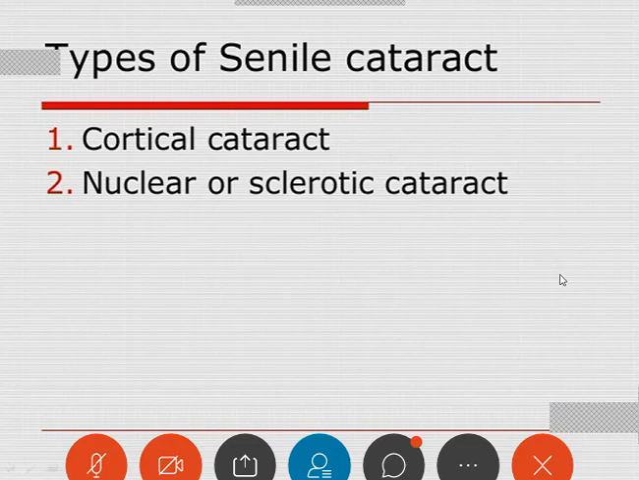And the types of senile cataract are mainly two, that is cortical cataract and nuclear cataract. The lens is made up of the cortex and the nucleus. The inner part, the oldest part, is the nucleus, and when there is sclerosis of the nucleus, it also leads to obstruction of light rays so that they do not pass to the macula, the sensitive part of the retina. It may also lead to derangement of the refractive condition of the eye, leading to a myopic shift, and sometimes it may be corrected by glasses to some extent.